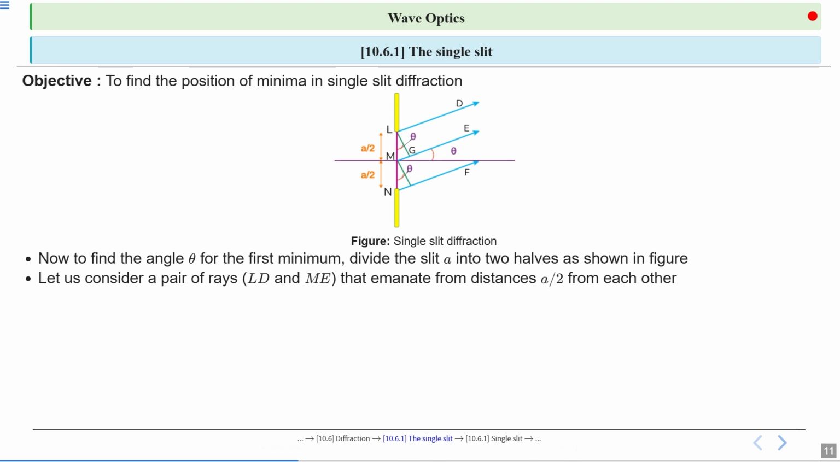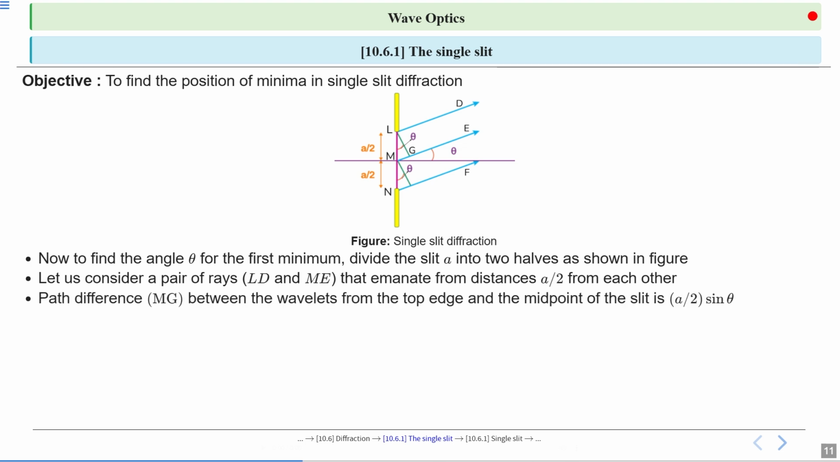So now consider a pair of rays labeled LD and ME, which originate from points that are a upon 2 apart. So what is the path difference between the waves originating from L and M, or we can say rays LD and ME? The path difference is MG here. These are originating from two sources, L and M, separated by a upon 2 distance. This pairing is required because it allows us to examine how light from different parts of the slit interacts.